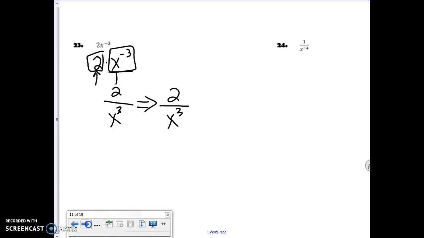Okay? And then the last one over here. To make this positive, I flip it over the fraction, which might also mean that I have to bring it up on the fraction, not always down. So that's going to become x to the 4th over 1, which we've always talked about. If you're multiplying or dividing by 1, you don't have to write it. So this would just be x to the 4th. There we go, that's negative exponents.